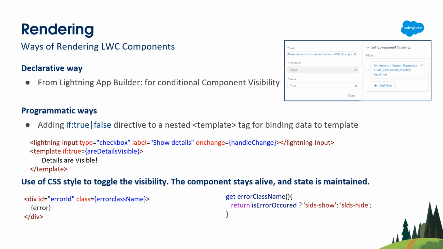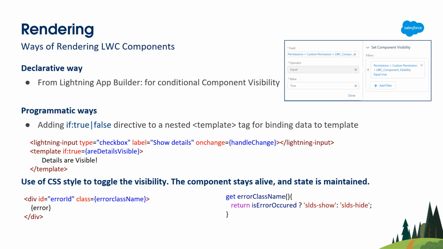Let's move on to the rendering part of it. There are two ways we can render a component, right? One is a declarative way and the other is a programmatic way. The declarative way is useful, let's say, whenever we are displaying a component based on conditional component visibility in the app builder. Let me give you an example. A component can be displayed if a user is assigned to a certain permission set. Then only the component is visible, otherwise it is not.